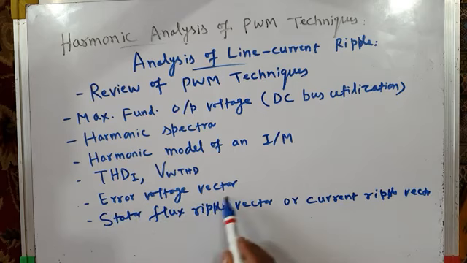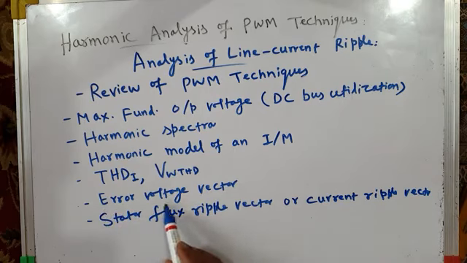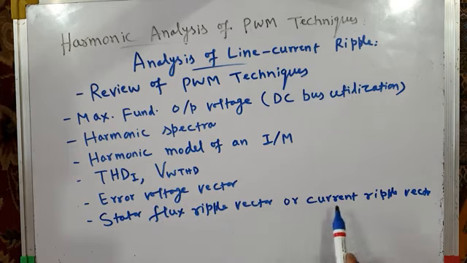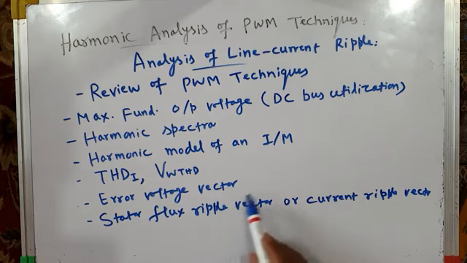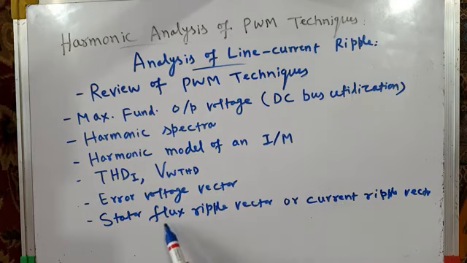Once you know the error voltage vector, you integrate that error voltage vector. That basically gives you the stator flux ripple vector. Since it is directly proportional to the current ripple vector, the stator flux ripple vector will basically be representing the current ripple vector which is flowing in the windings of the induction motor, right?